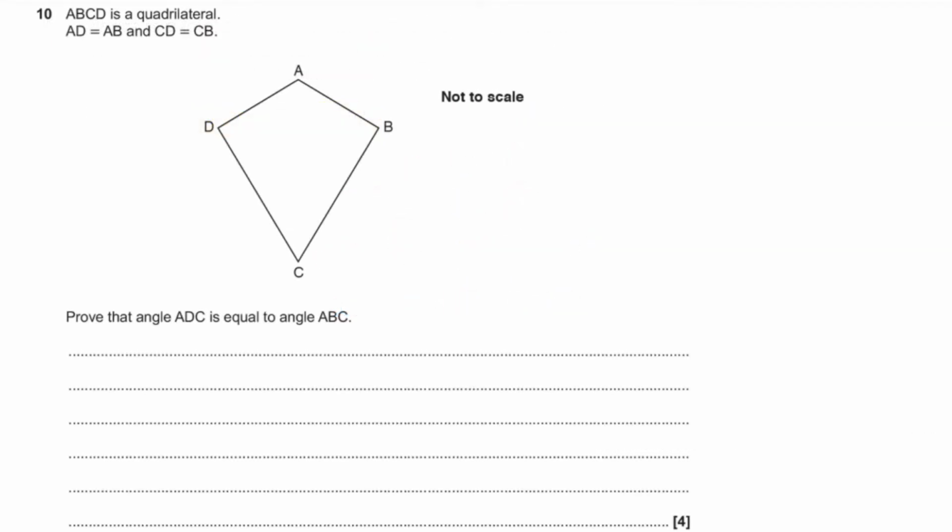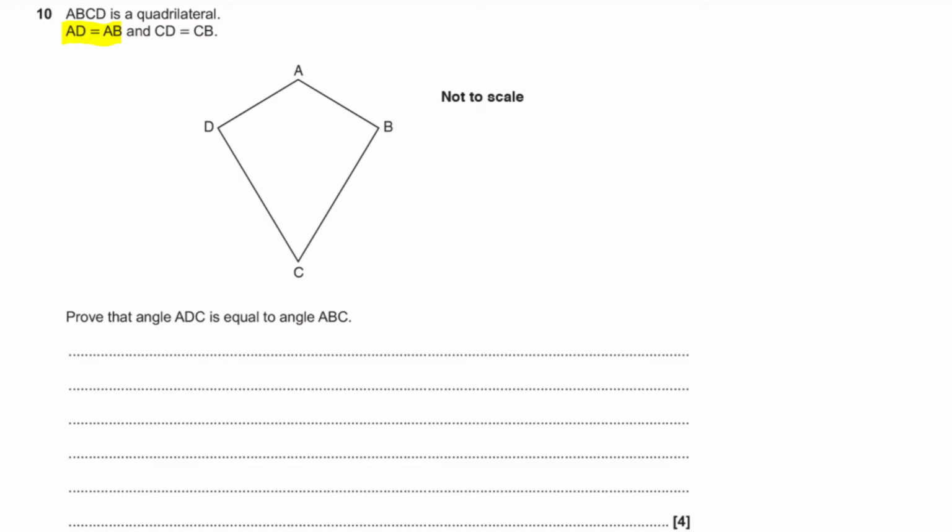Question 10. ABCD is a quadrilateral. We're told that AD equals AB and CD equals CB. We need to prove that angle ADC is equal to angle ABC. Okay, so I've got my basic diagram here of the shape, the quadrilateral. It looks a bit like a kite, and I think that's probably what we're trying to prove here, isn't it? But we're not told it's a kite, so we can't use the properties of a kite to answer this question.